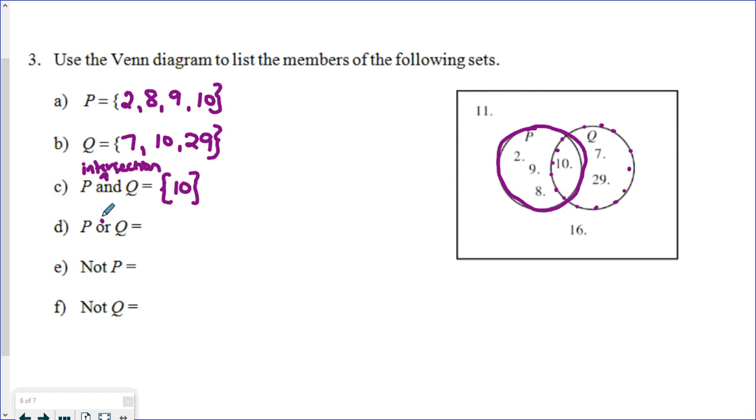P or Q. So it's something that's in either P or Q or both. So things that are in P or Q: 2, 7, 8, 9, 10, 29. You don't have to do this in ascending order. I always do because that's just my compulsion. I like things organized that way, but again, not really a big deal. It just helps you organize and look for if you've written something down twice, if you have a really big set, you don't want to have 7 here and 7 at the end or something like that.